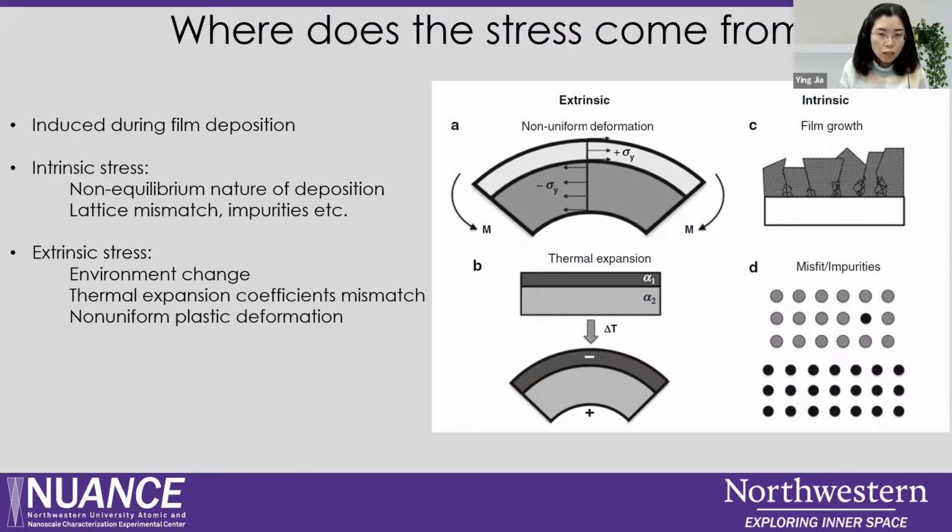Extrinsic stress is related to the environment change after the deposition. During deposition, usually in a vacuum chamber and at elevated temperatures, the environment will change after the sample is removed from the chamber. A common one is thermal stress, and we'll talk about thermal stress in detail in the next slides. Another common one is related to non-uniform deformation of the film and the substrate.